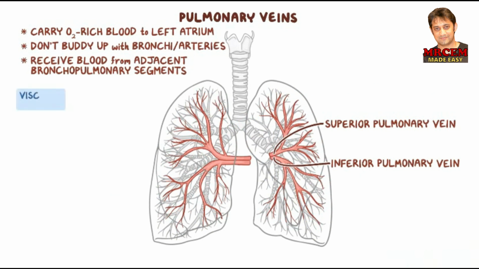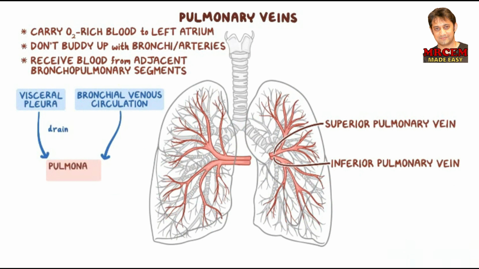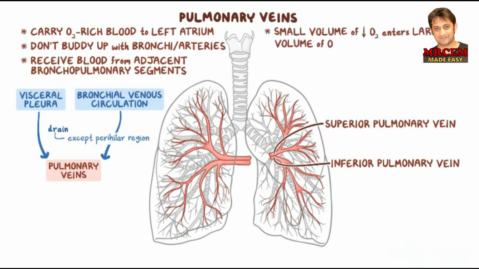The veins from the visceral pleura and the bronchial venous circulation drain into the pulmonary veins, with the exception of the central perihilar region of the lung. This means that a small volume of low oxygen blood enters a large volume of oxygenated blood.